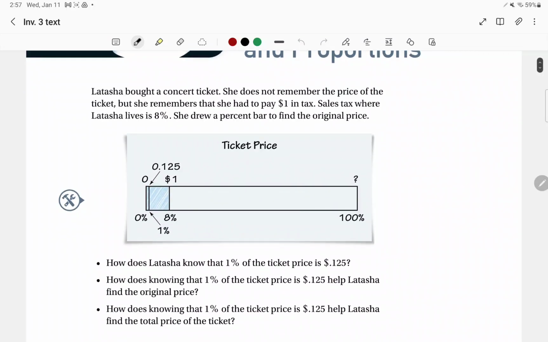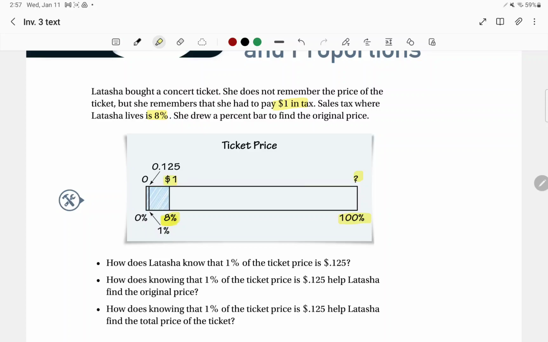It says Latasha bought a concert ticket. She does not remember the price of the ticket, but she remembers she had to pay $1 in sales tax. Sales tax where Latasha lives is 8%. She drew a percent bar to find the original price. So you notice she does not know the original price. That's a big old question mark. But she knows that when she paid 8% of that original price, which is 100%, that was only $1.